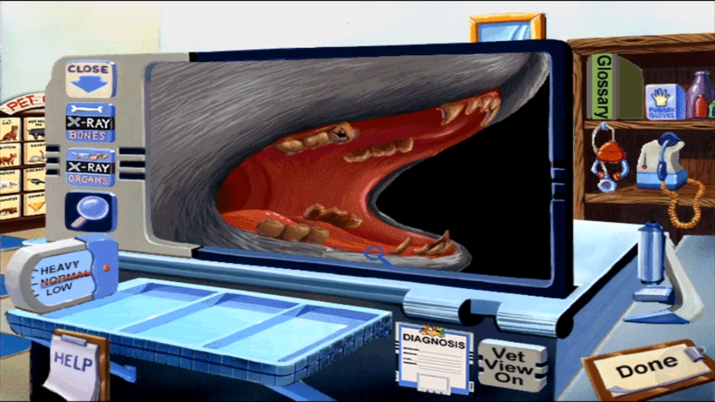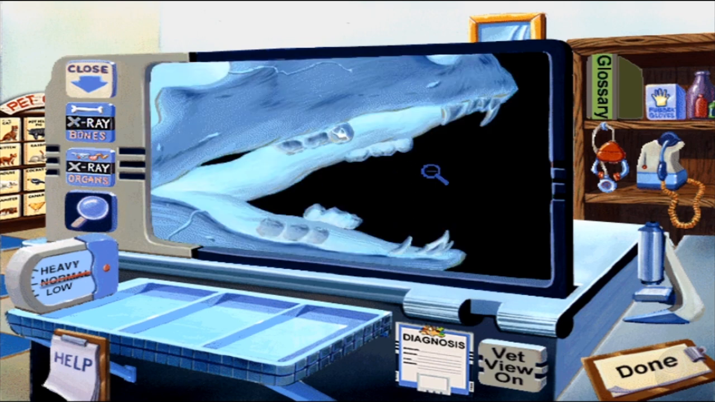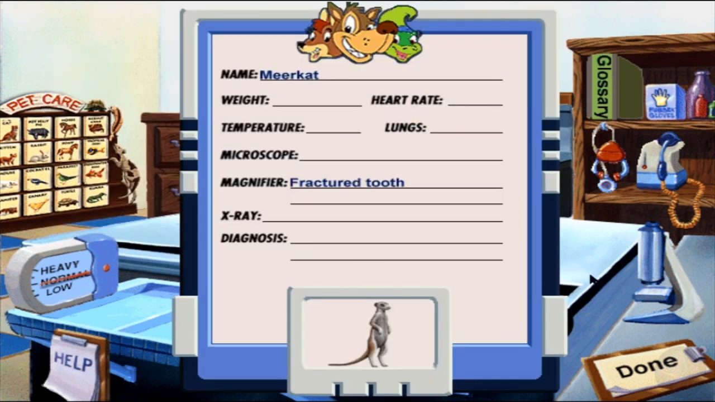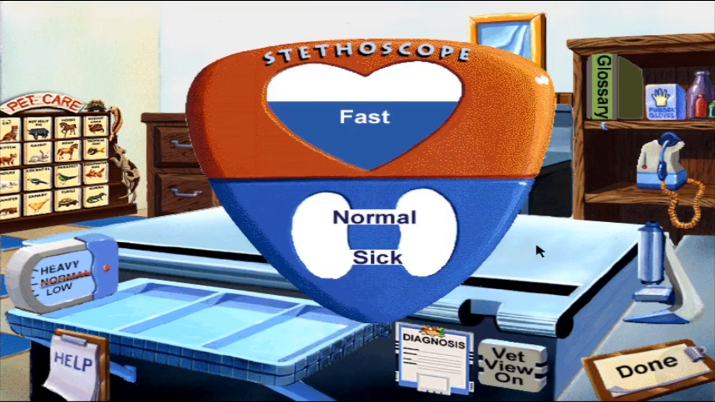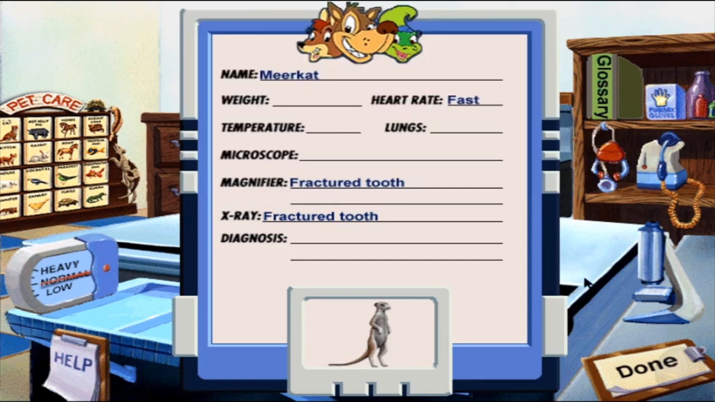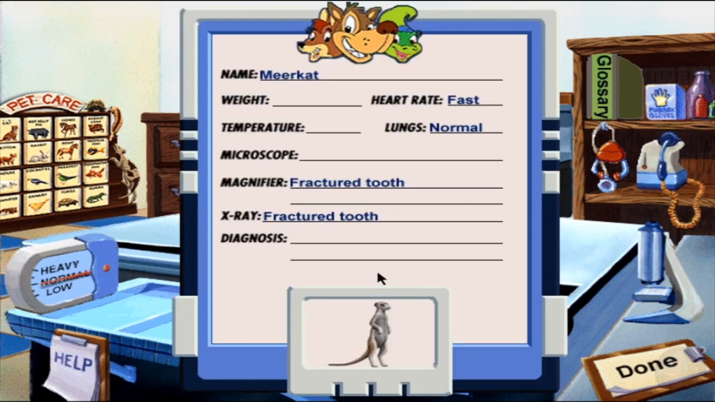This tooth is fractured, and it looks infected. I don't see any problems here. The meerkat has a fractured tooth. Fractured tooth. Fractured tooth. The animal's heart rate is fast. This animal's lungs sound normal. This animal's temperature is high.